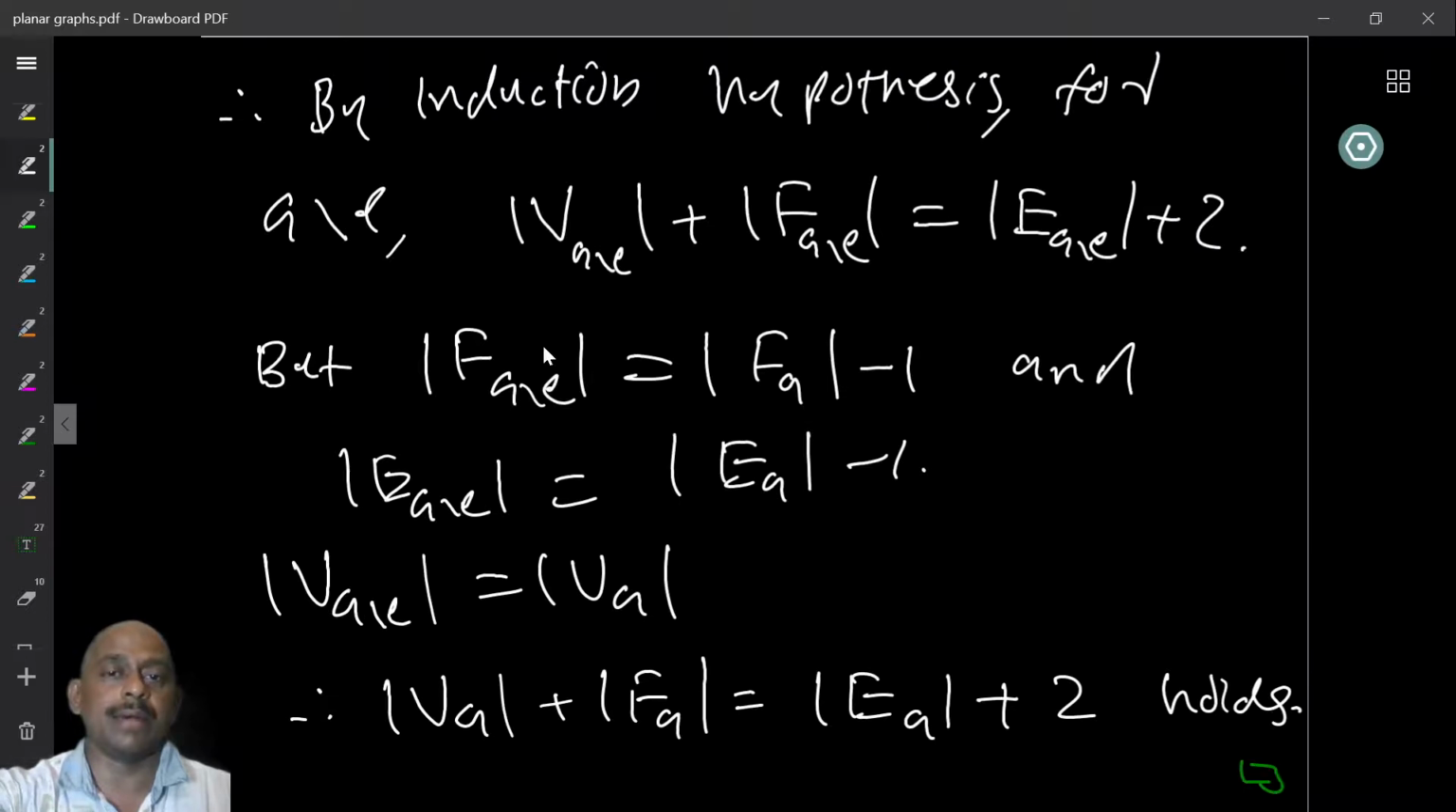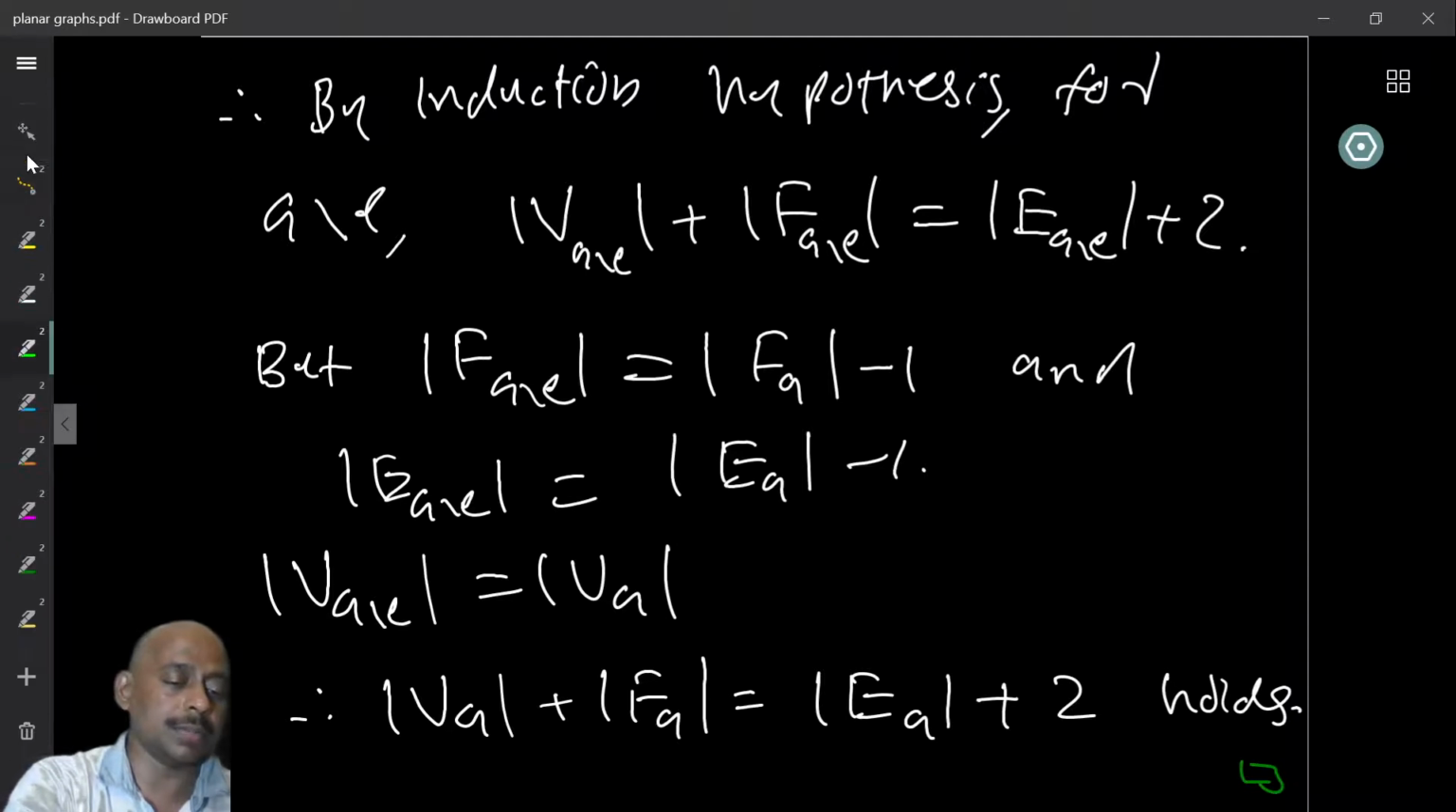it is easy, right? You have a graph which is connected and the number of faces is less. So therefore, by induction hypothesis, it satisfies the Euler identity. So for the graph G minus E, the number of vertices in G minus E plus the number of faces in G minus E must be equal to the number of edges in G minus E plus 2. So the Euler identity holds, right?